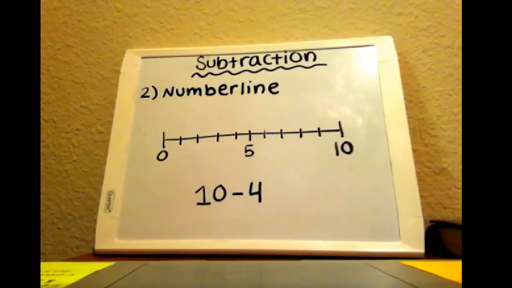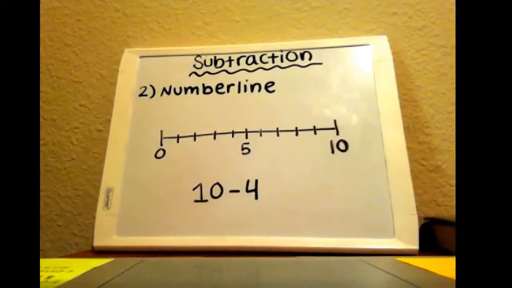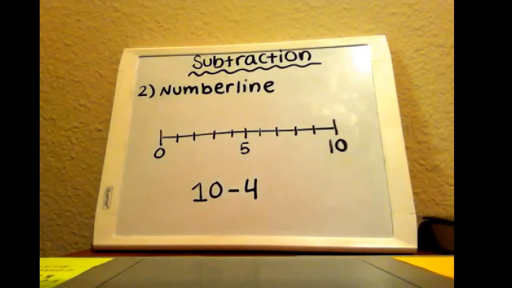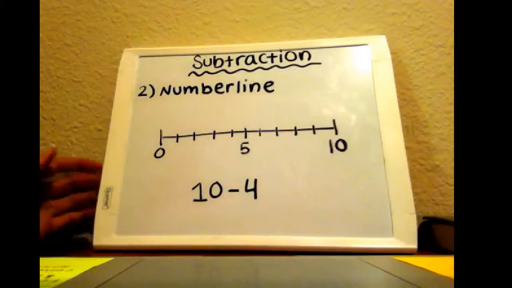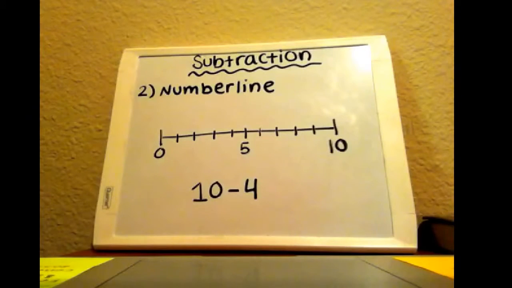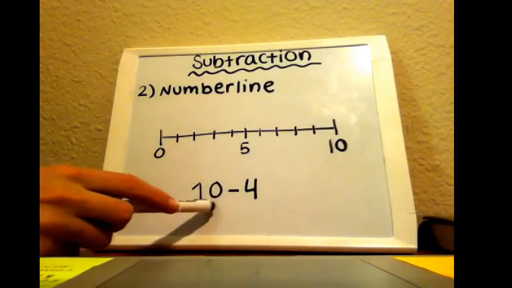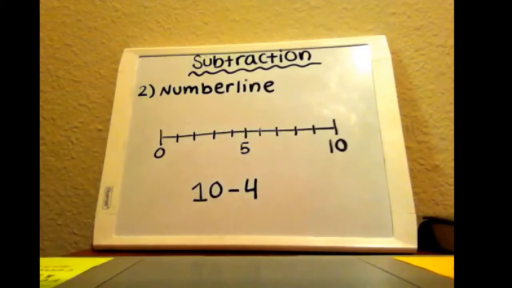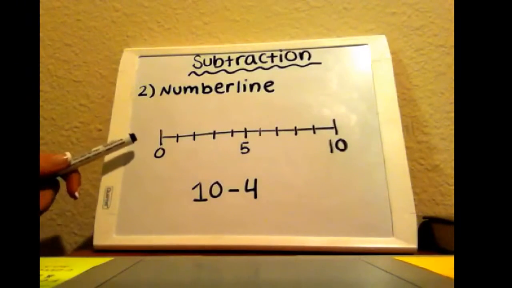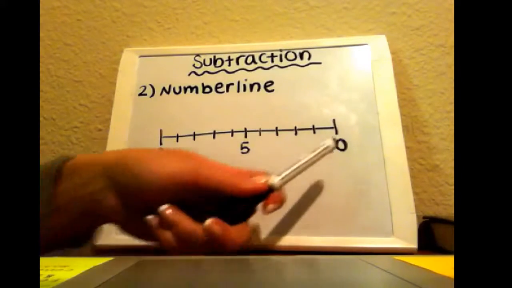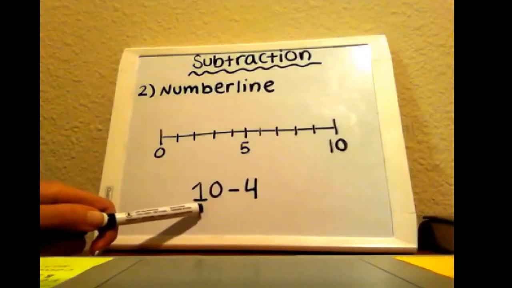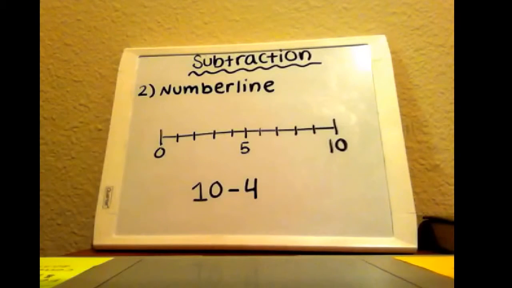In this video, we'll be reviewing another strategy for addition or subtraction using a number line, and this one will be specifically for subtraction. So to use a number line to model subtraction, we first need to know what our problem is. So for this case, our problem is going to be 10 minus 4. So to start off, I made a basic number line starting at 0 and ending at 10, because our biggest number is 10. So this is very simple.